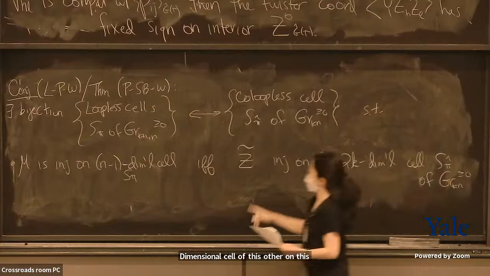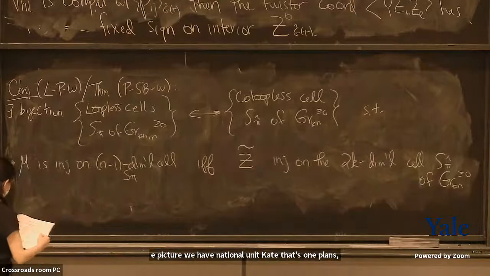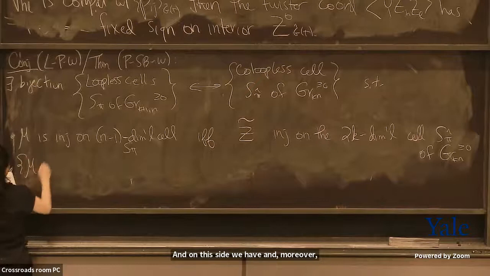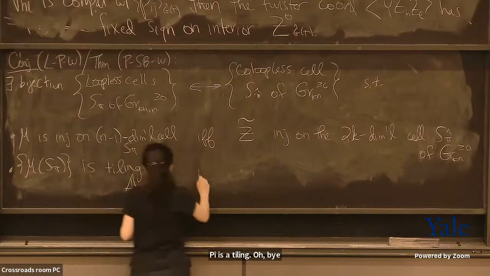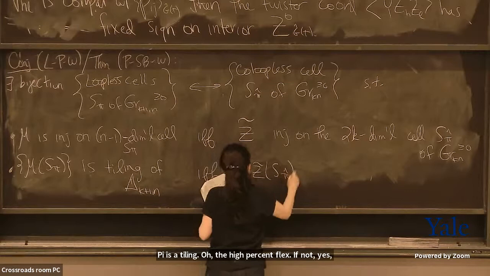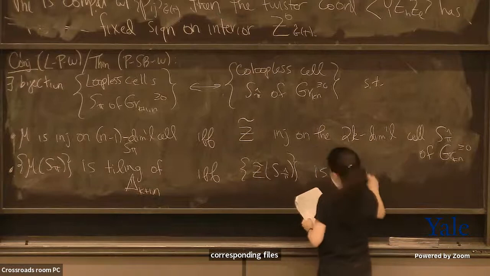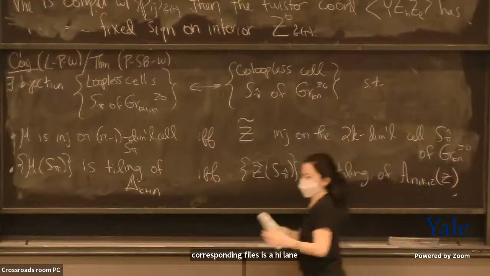So on this side of the picture, we have the Grassmannian of k plus one planes in N space, and on this side, we have the Grassmannian of k planes in N space. And moreover, a collection mu of S pi is a tiling of the hypersimplex if and only if the corresponding tiles give a tiling of the amplituhedron. So this is the very surprising thing.